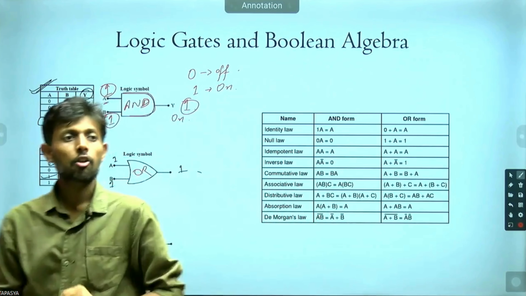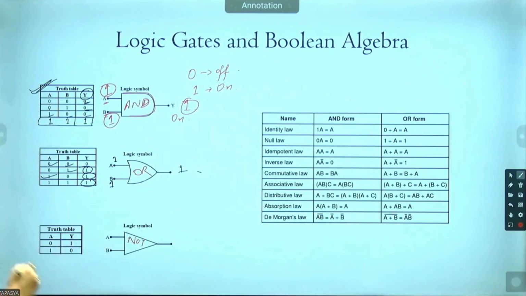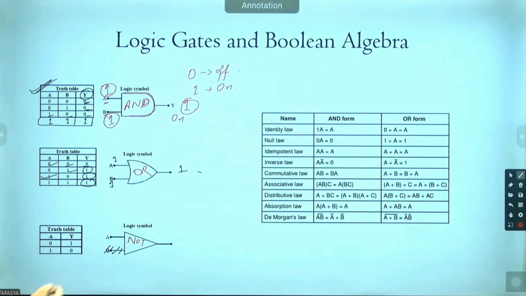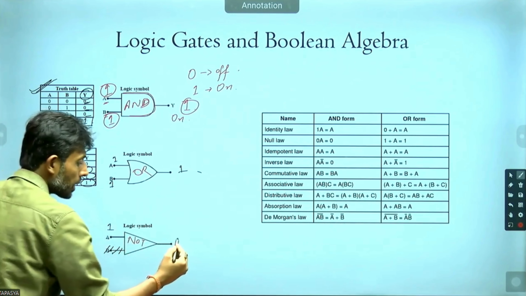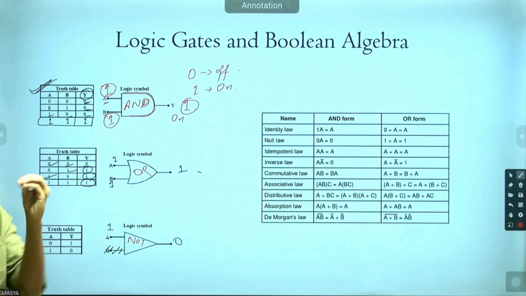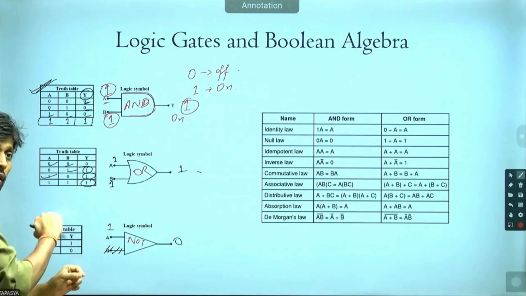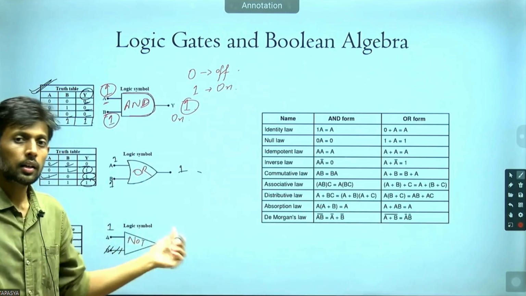Let's take a look at the NOT gate. The NOT gate simply reverses the input. By the way, there is only going to be one input in the NOT gate. So if A is 1, it will become 0. If A is on, the NOT gate will make it off. If A is off initially, it will switch it on. So that's what a NOT gate does.